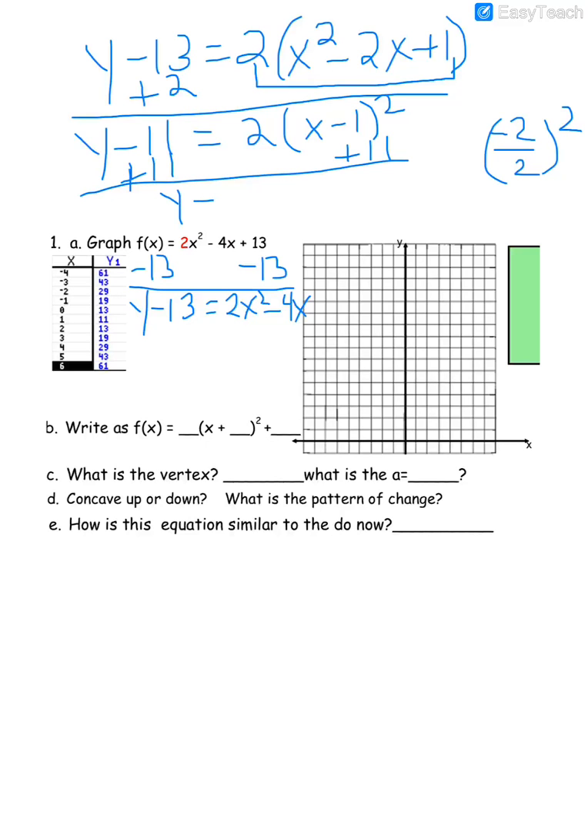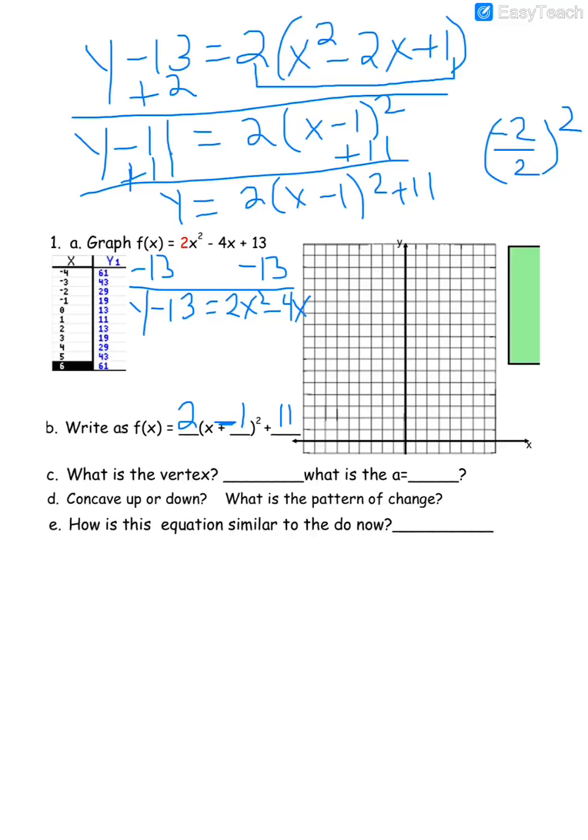and I get y equals 2 parentheses x minus 1 squared plus 11. So that is now in vertex form, so I'm going to write that here. y = 2(x minus 1) squared plus 11. So let's actually graph this. I'm going to graph it using the vertex form just because I feel like it.